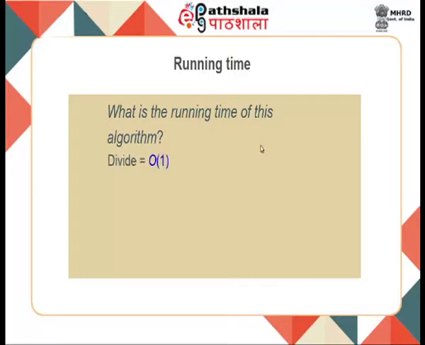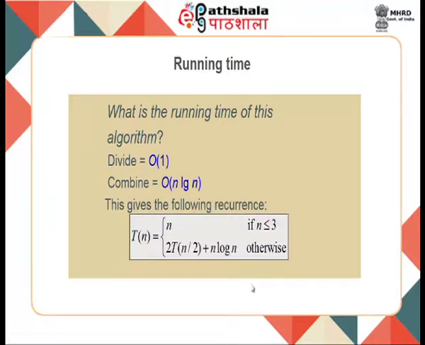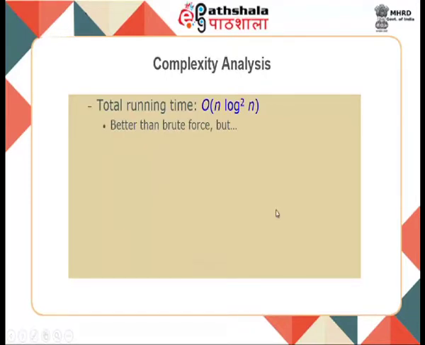So, what is the running time of this algorithm? The division is very simple. It takes only constant time, and once you compute all the distances, combining takes order of log n. In other words, the recurrence equation is going to be like this. If n is less than or equal to 3, then it is going to be n, or otherwise this is what the recurrence equation is all about.